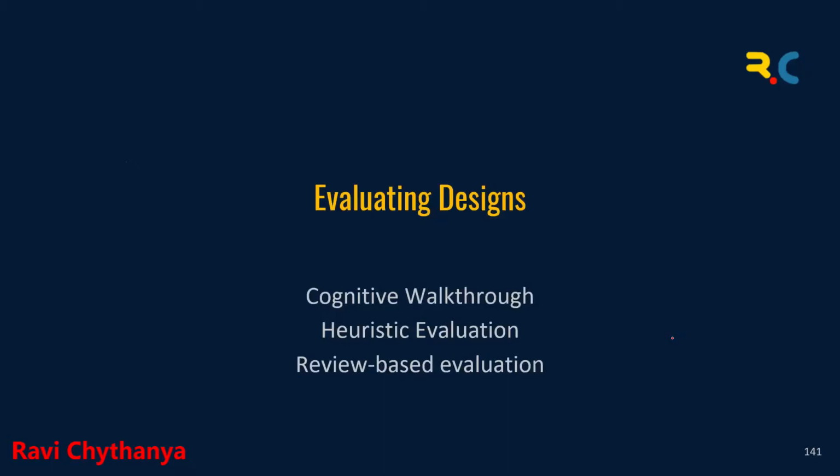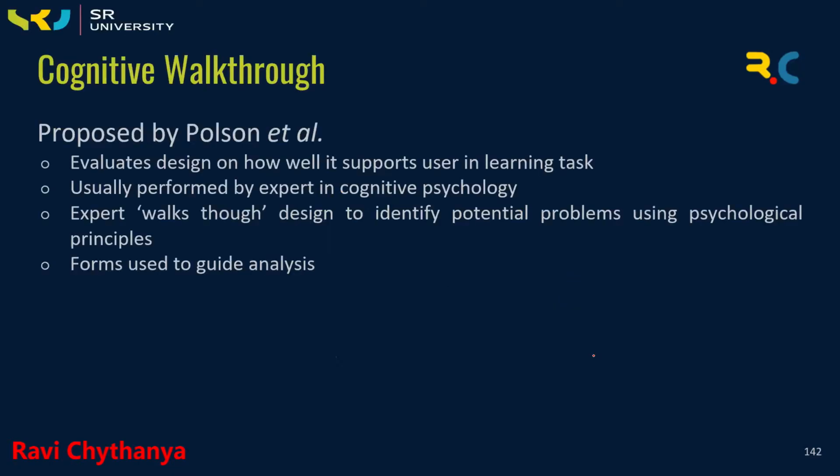Then we are going to learn about evaluating designs. Here we are discussing three types of evaluation. The first one is cognitive walkthrough, the second one is heuristic evaluation, and the third one is review based evaluation. The cognitive walkthrough is going to evaluate the design and how well it supports the user in the learnability of the tasks of the system which you have designed or developed.